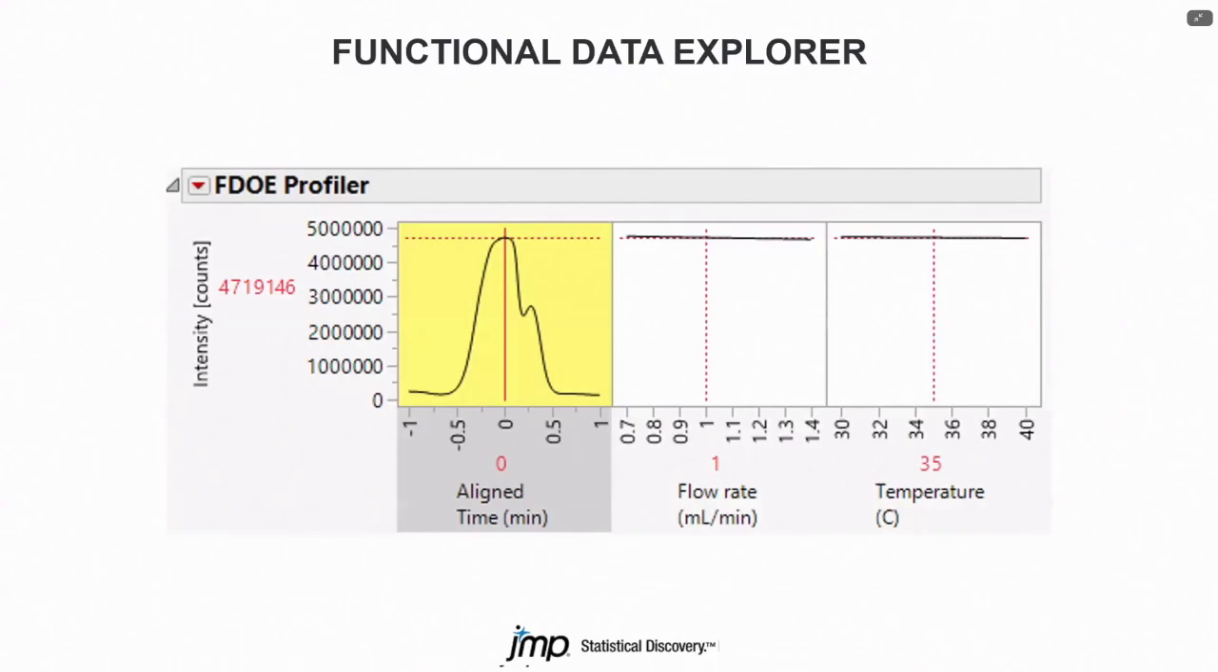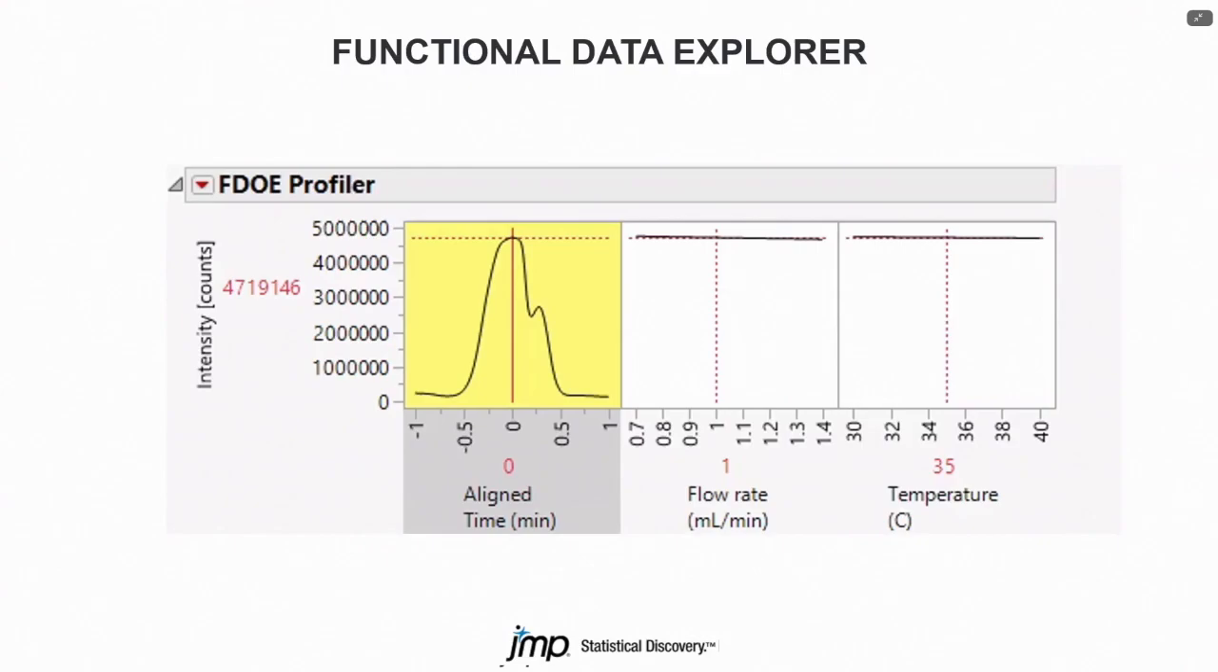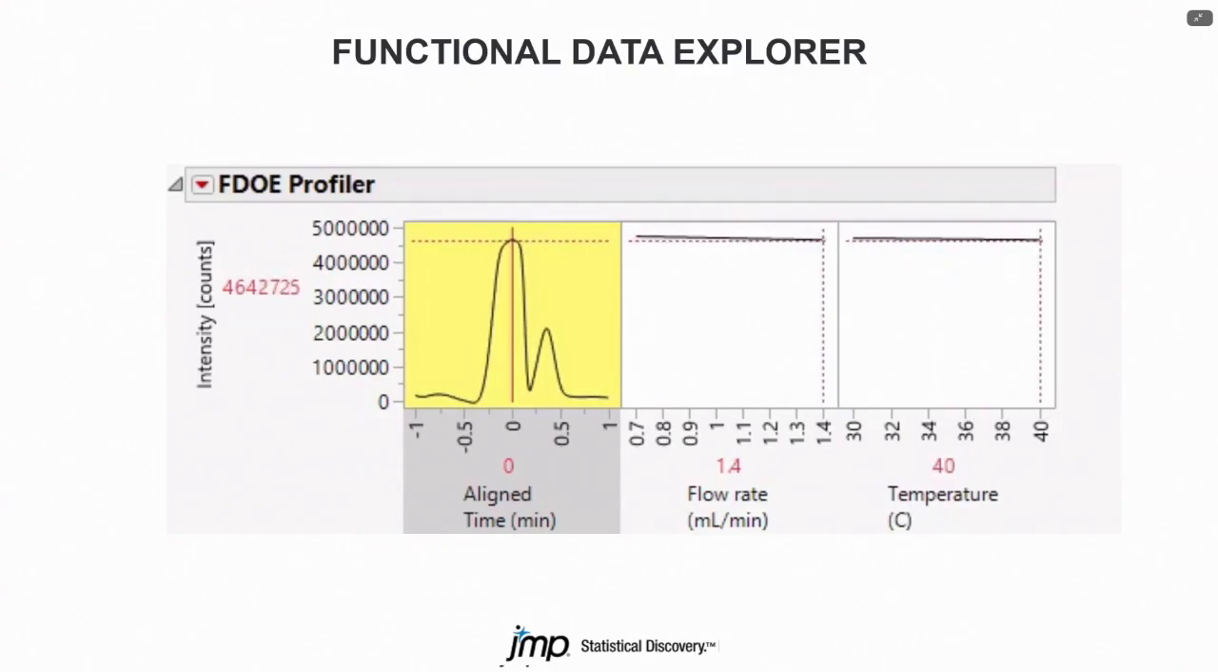And now we can see how the intensity changes as we modify flow rate and temperature. We can sort of play around with those settings until we get better resolution. So when we increase flow rate, that gives us better separation between the two peaks. And when we increase temperature, it also helps separate those two peaks. So really quickly, we were able to fit a wavelet. We were able to sort of zoom in on the part of the spectra that really mattered to us. And then we were able to use our design factors to really help separate those two peaks in our data set.